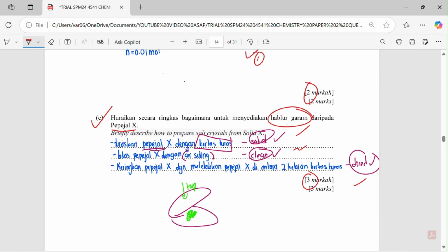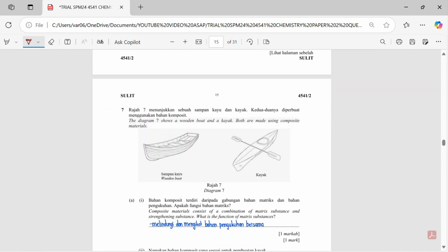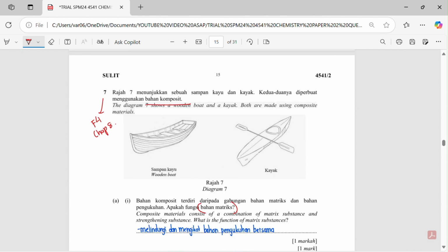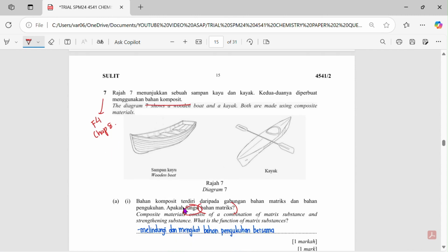Okay. Next, question 7. Rajah 7 menunjukkan sebuah sampan kayu dan kayak. Kedua-duanya diperbuat menggunakan bahan komposit. So this is form 4, chapter 8. Bahan komposit terdiri daripada gabungan bahan matriks dan bahan pengukuhan. Apakah fungsi bahan matriks? So bahan matriks digunakan untuk melindungi dan juga mengikat bahan pengukuhan bersama.